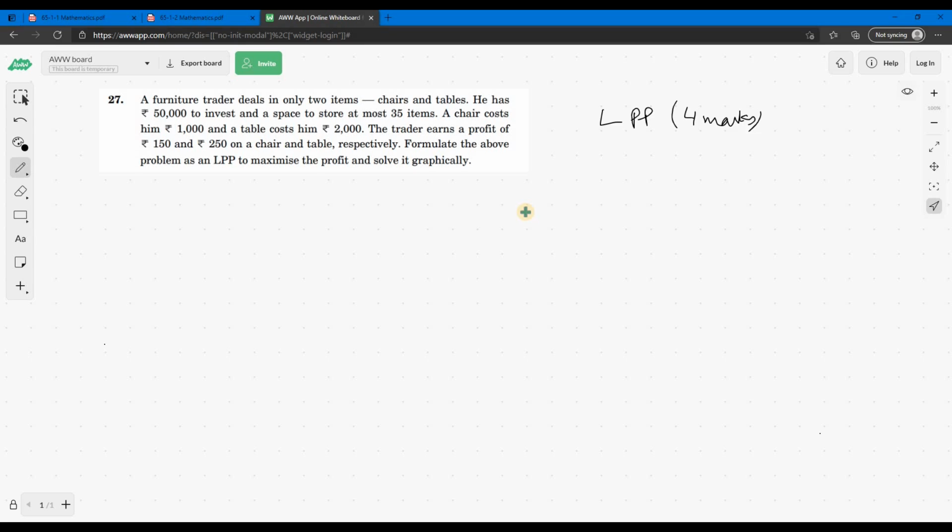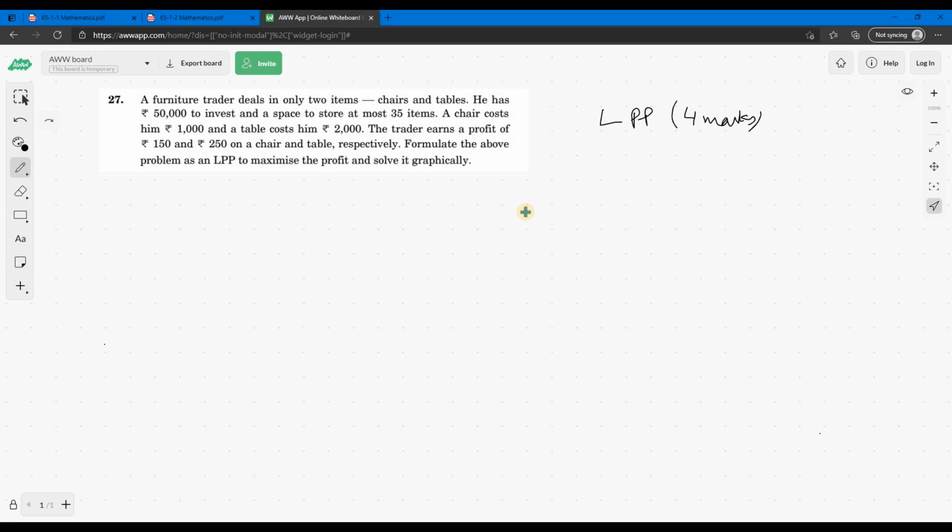This question says a furniture trader deals in 2 items, chairs and tables. He has rupees 50,000 to invest. So the maximum amount that he can invest is 50,000, or anything less than that. He has a space to store at most 35 items. That means he can store a maximum of chairs and tables adding up to 35, not more than that.